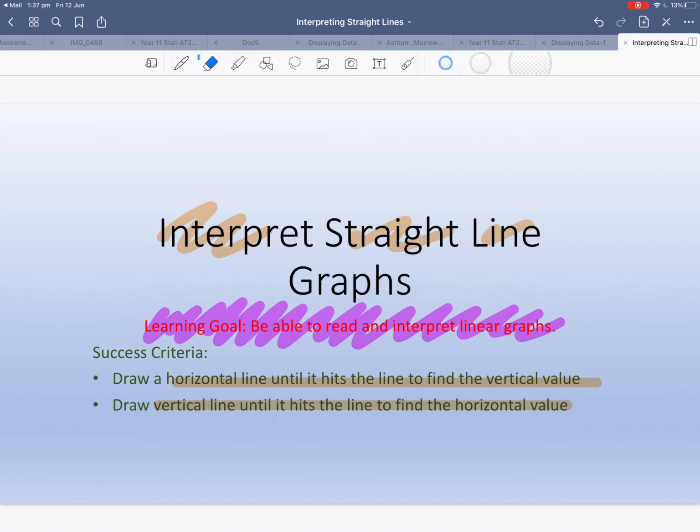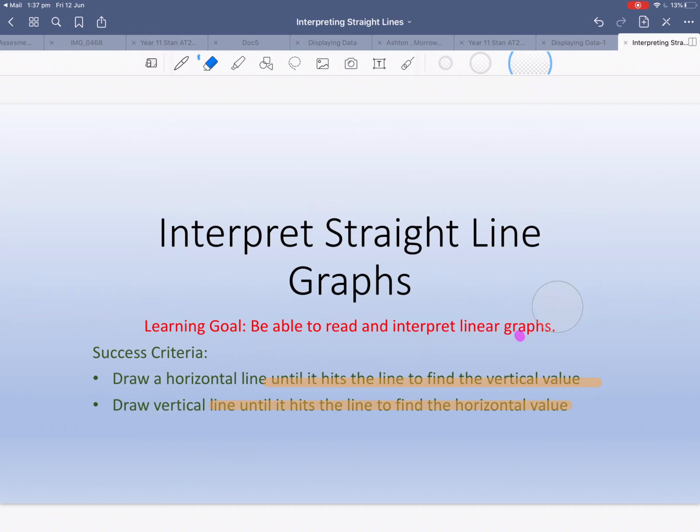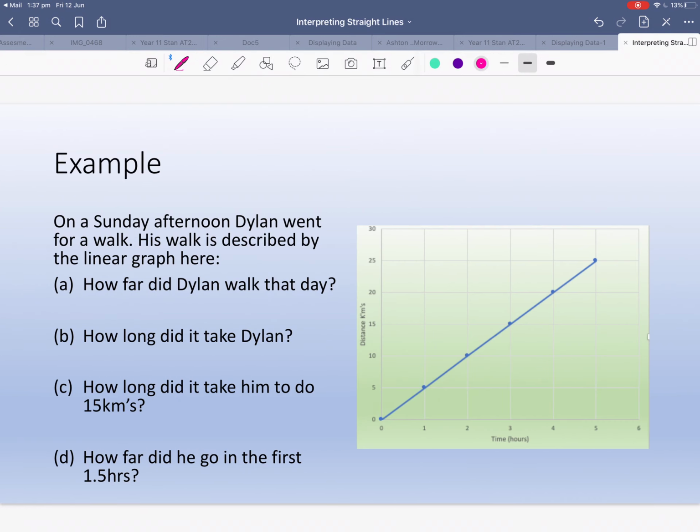I'm going to get rid of all that because that feels very messy at the moment. Okay, let's go to an example. So what we have here, we have time and we have distance in kilometers. So that's going to be really important when answering these questions.